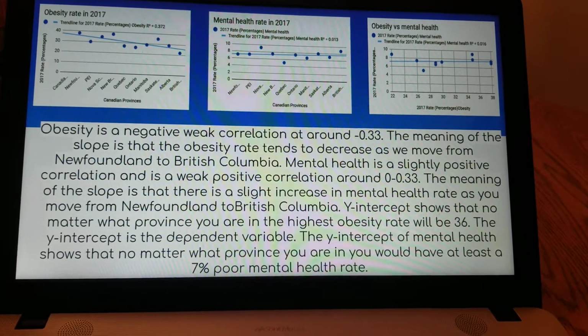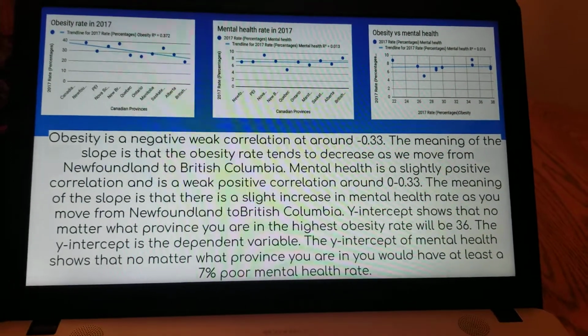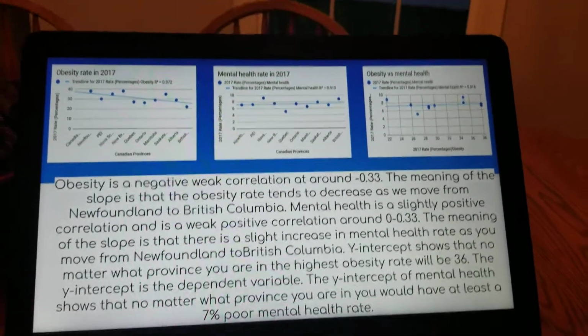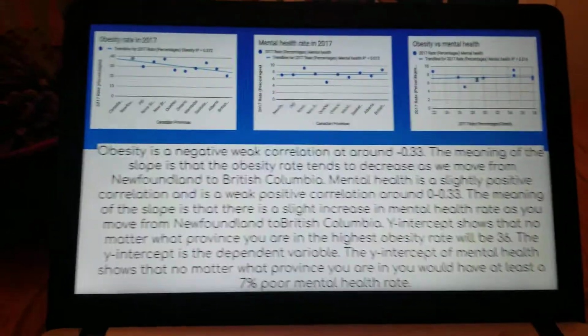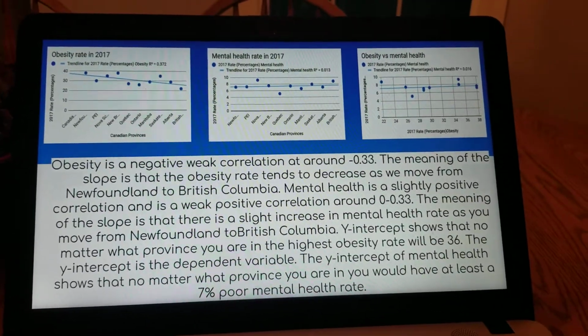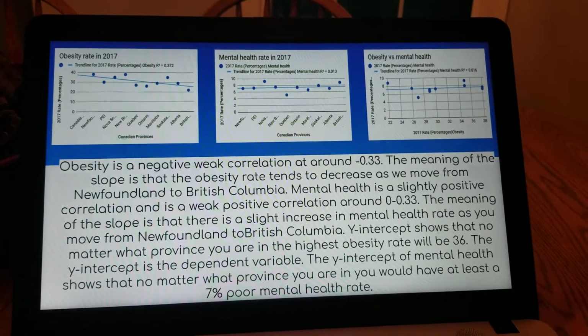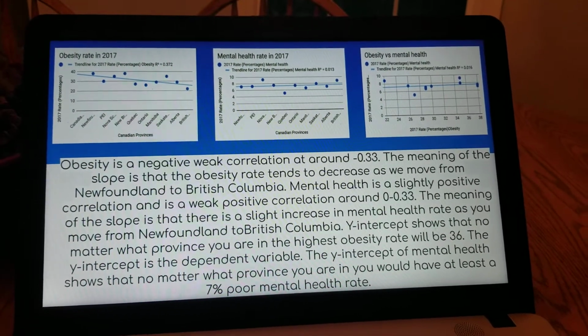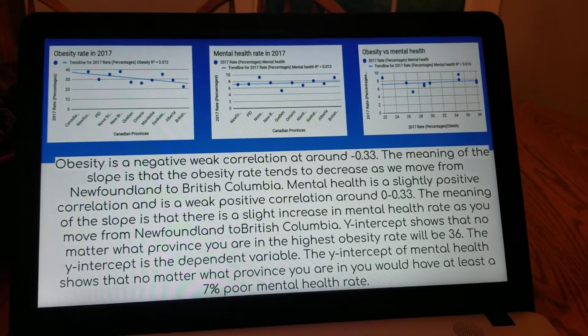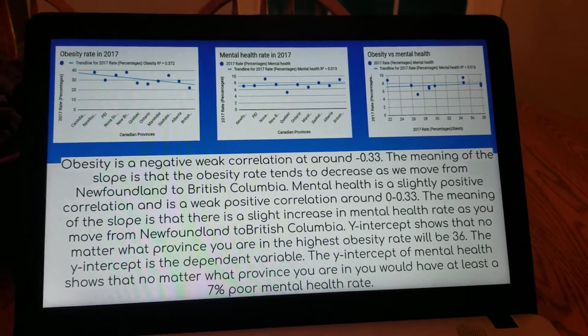The y-intercept shows that no matter what province you are in, the highest obesity rate is 36. The y-intercept is the dependent variable. The y-intercept of mental health shows that no matter what province you are in, you would have at least a 7% poor mental health rate.